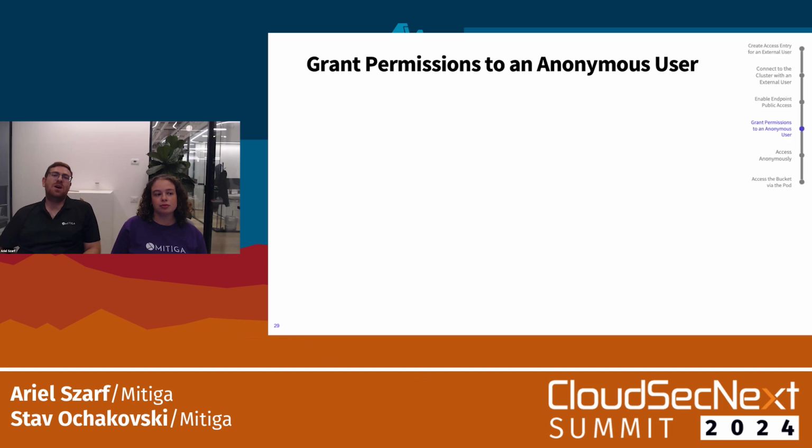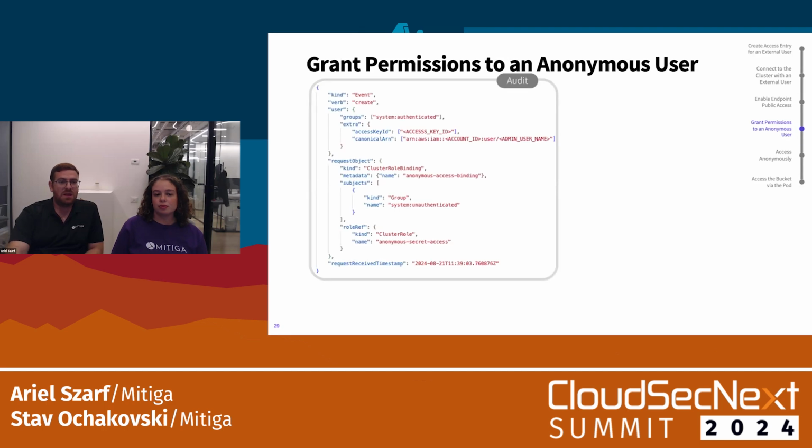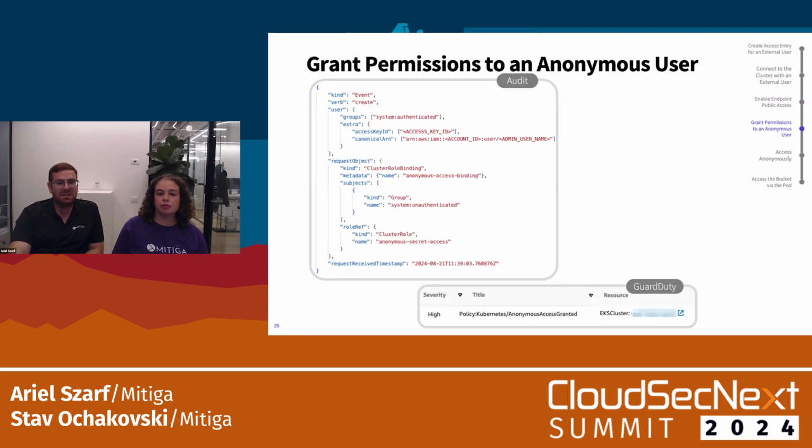Let's dive into how we can detect what Stav just demonstrated in the logs. The first indicator of attack is the granting of permissions. This activity is visible in the Kubernetes audit log. We can see here the creation of a cluster role binding that binds the anonymous secret access cluster role to the system:unauthenticated group. This binding is a red flag. Also, GuardDuty generates an alert about that: Anonymous access granted under the Policy Kubernetes category.